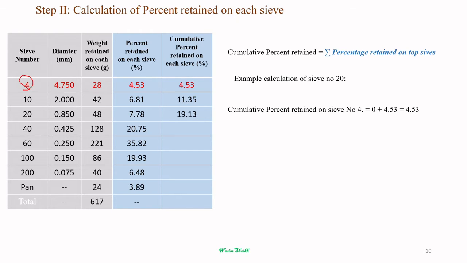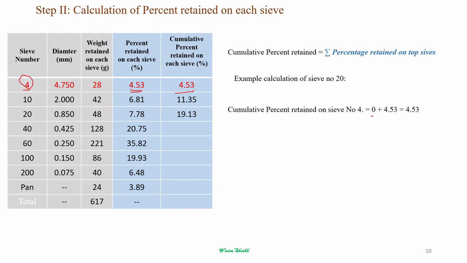So as it is cumulative, it means this 4.35 plus the value above that sieve. The number 4 sieve is our first sieve, so the value above it will be 0. So 0 plus 4.35, you will get 4.35. That's why percentage retained and cumulative percentage retained are the same here.